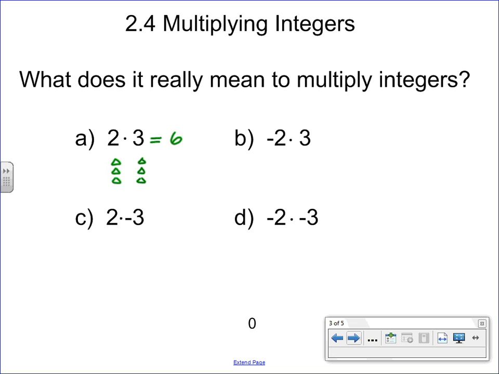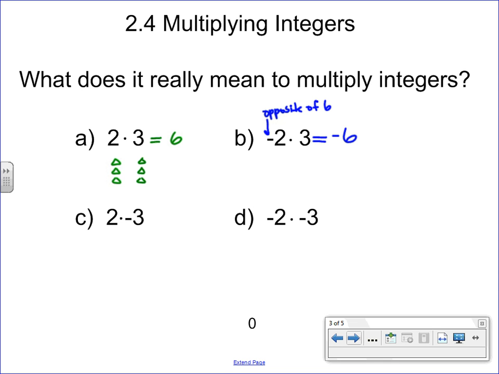B says negative 2 times 3. Another way to think of the negative sign is opposite. So if it's the opposite of 2 times 3, well, 2 times 3 is 6. So this means the opposite of 2 times 3, which is 6. That's going to equal negative 6. And again, that also corresponds with our rule that says a negative times a positive equals a negative.